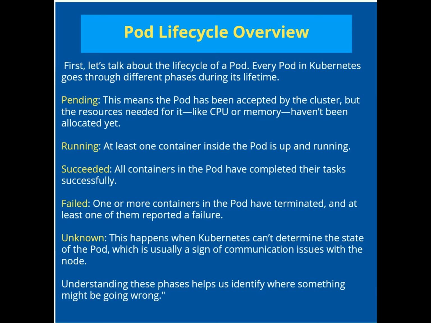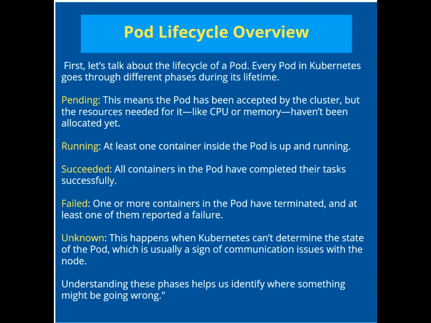Succeeded. All containers in the pod have completed their tasks successfully. Failed. One or more containers in the pod have terminated, and at least one of them reported a failure. Unknown. This happens when Kubernetes can't determine the state of the pod, which is usually a sign of communication issues with the node. Understanding these phases helps us identify where something might be going wrong.